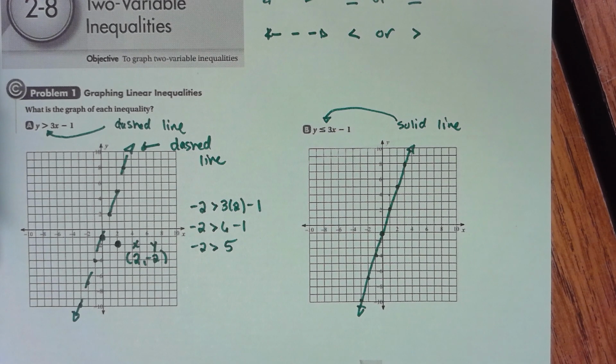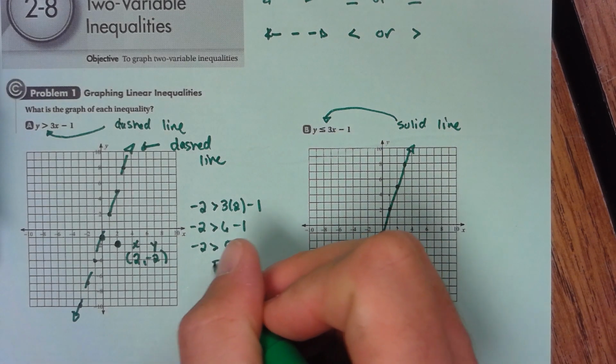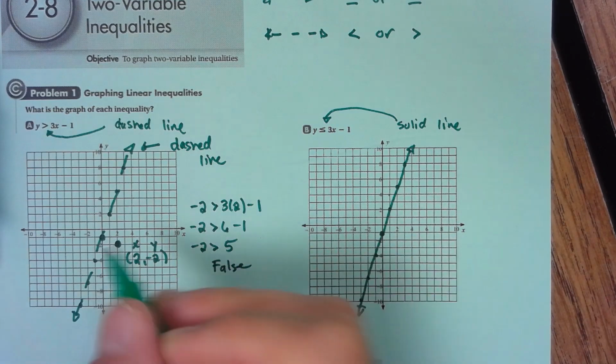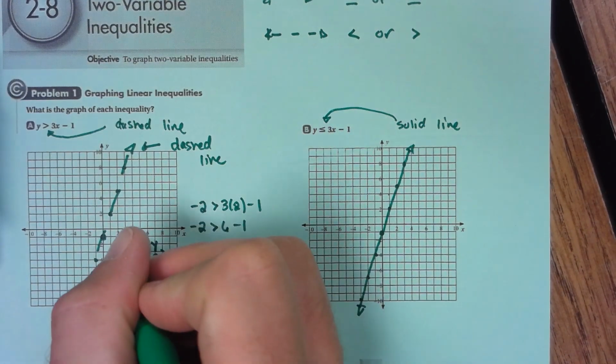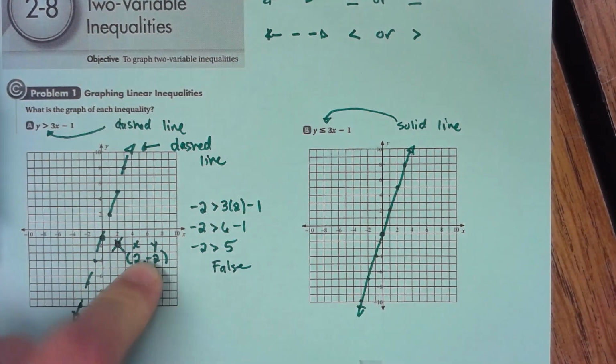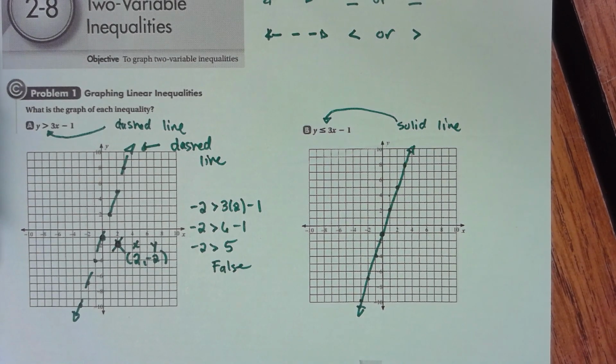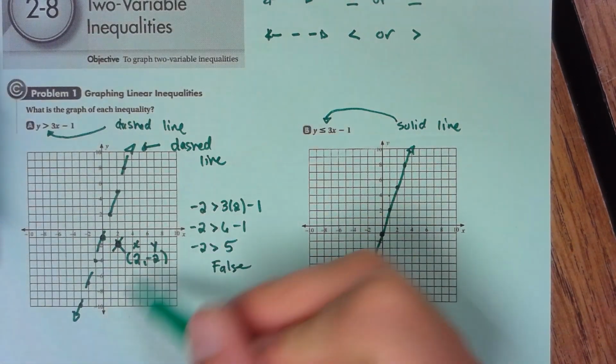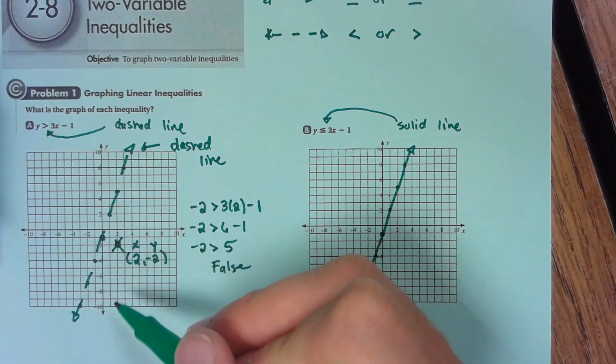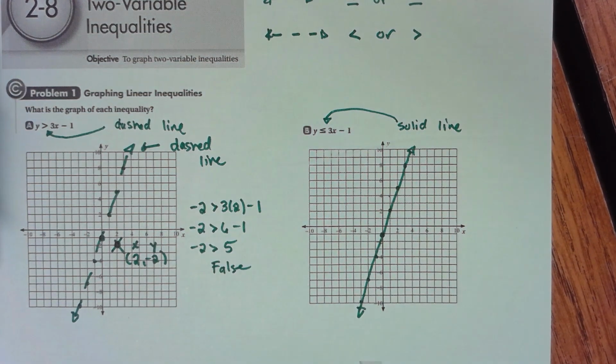Is that a true statement or a false statement? -2 is greater than 5. That's very false, right? And since this is false, that tells us that this particular point, or this combination of x and y, does not make the inequality true. And thus, every point that is on this same side of the line will give us a similar result, something that is false.